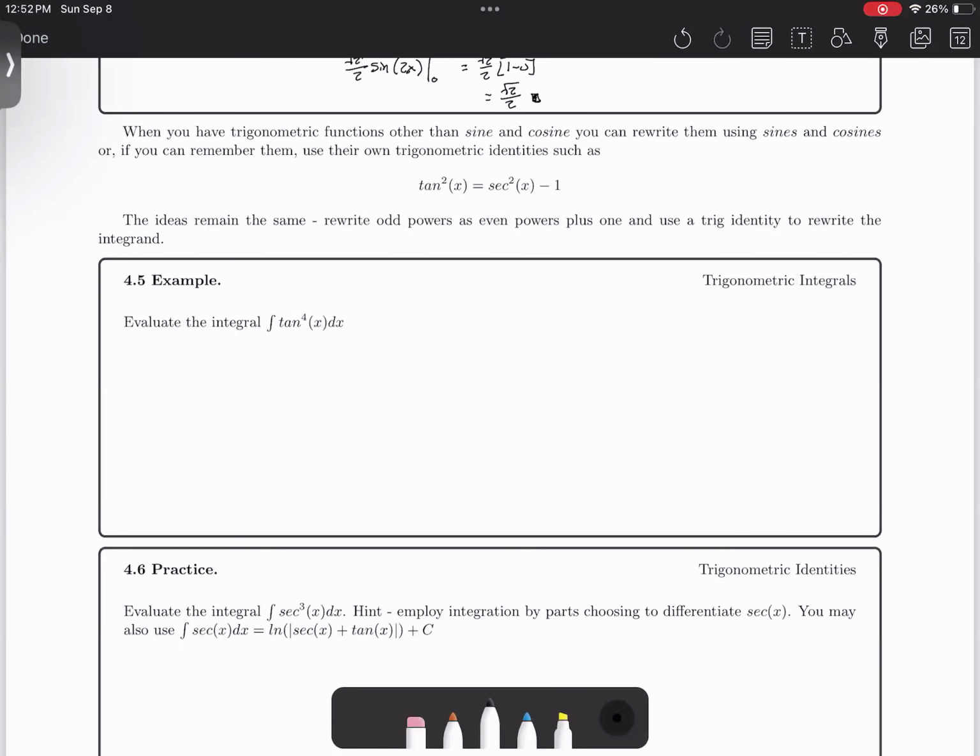Example 4.5 is going to show us how to use relationships between tangent and secant to solve integrals involving tangent and secant. Namely, the relationship is kind of a Pythagorean identity sort of looking thing. Tangent squared is equal to secant squared minus 1.